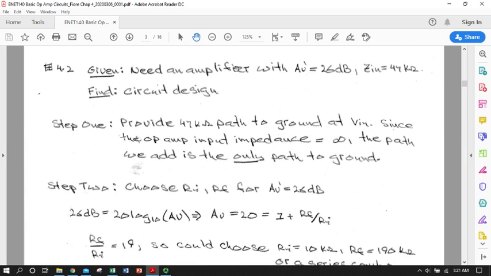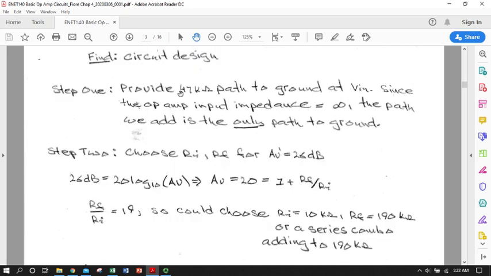Okay, so here's a design problem. These are all examples out of Fiore's book. You can step through them with Mr. Fiore after you listen to this. So somebody needs an amplifier with a decibel scale gain of 26 decibels. And they needed an input impedance of 47 kilo ohms. Design a circuit around a general purpose op amp that'll do that.